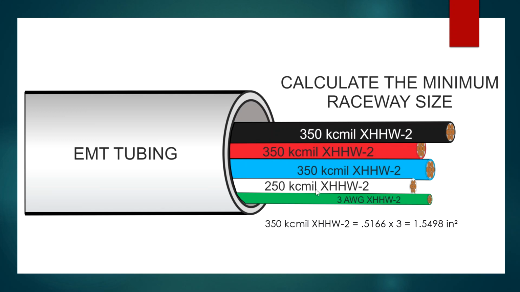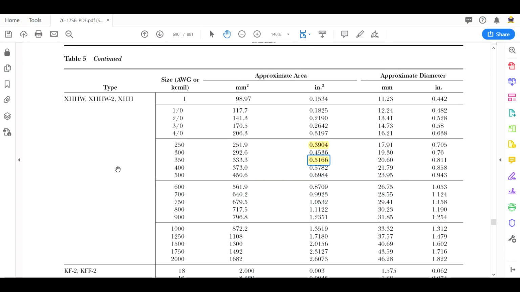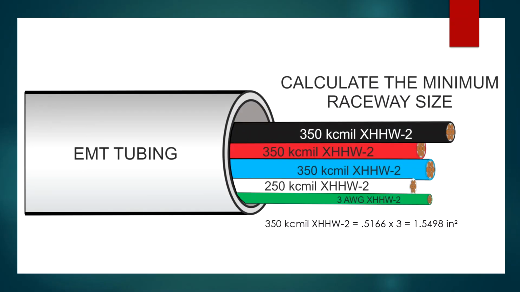All right, so the next one is 250. So we go back to the code, and we're going to look for the 250. Here it is, 0.3904. Again, you're under approximate area, and you're in the square inches, and you're making sure you line up the type of insulation you're dealing with. Okay, so it's 0.3904. Let's go back to our graphic, and you'll see that is 0.3904, and there's only one of them, so we'd add that value over here. We're just simply adding them up.